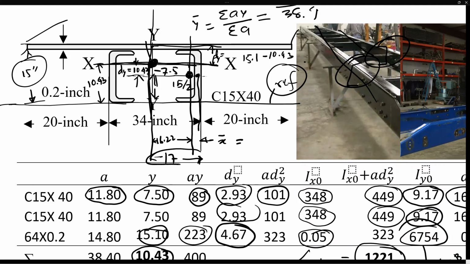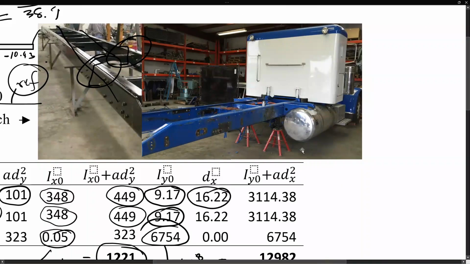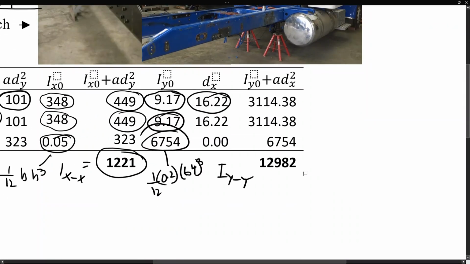So you just have to subtract. 17 came from 34 divided by 2, half of that. That is 17, minus the X bar. That will give you the distance from the centroid right here to the C channel. Both of them are the same distance away. Plus or minus doesn't matter because we're going to be squaring them. So that's how we got that Iyy.